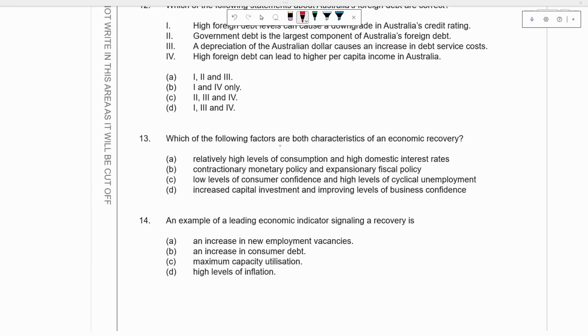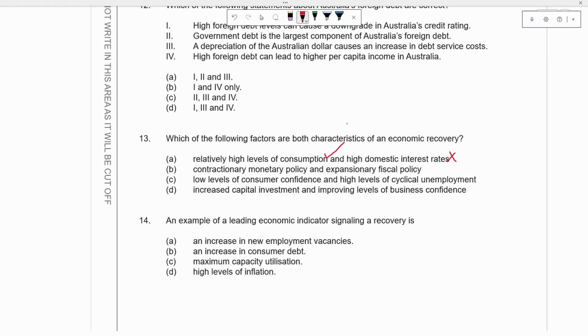Which of the following factors are both characteristics of an economic recovery? A, relatively high levels of consumption and high domestic interest rates. So this one is correct. High domestic interest rates is incorrect. If domestic interest rates were high, this would likely decrease economic growth, which is not a characteristic of economic recovery.